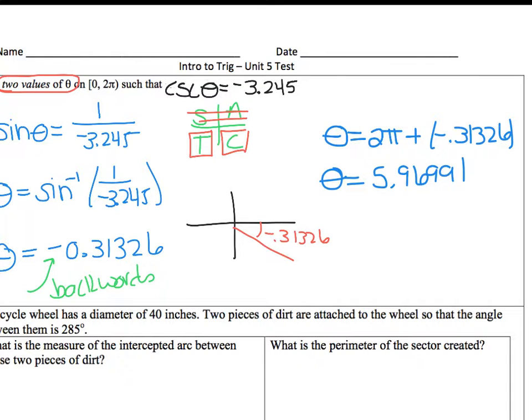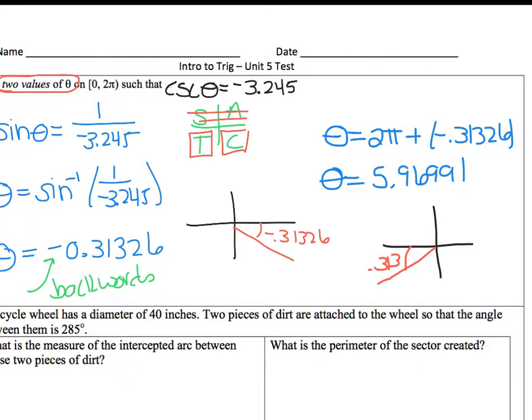But we also need a quadrant 3 answer. So keep in mind that one thing we're talking about with these angles is if they have the same ratio, then they have to have the same reference. And the reference is just the space between the horizontal and our angle line. So this one right here has a space of 0.31326. That's the space. The negative just meant direction. So this right here has to have the space of the same 0.31326.